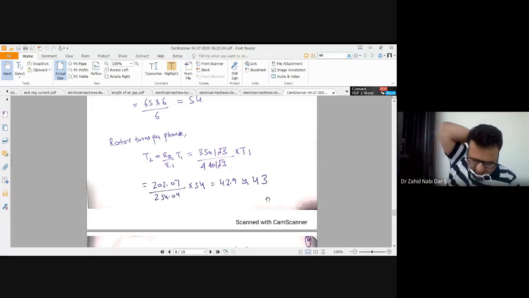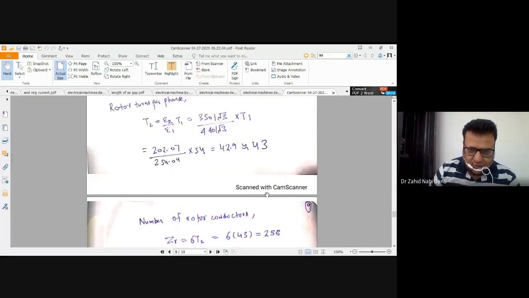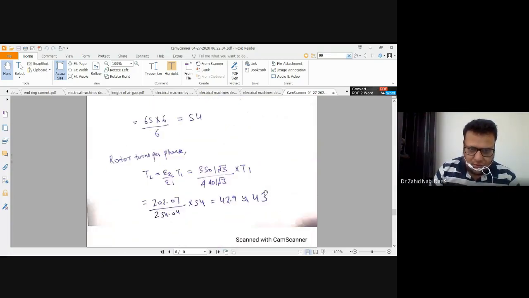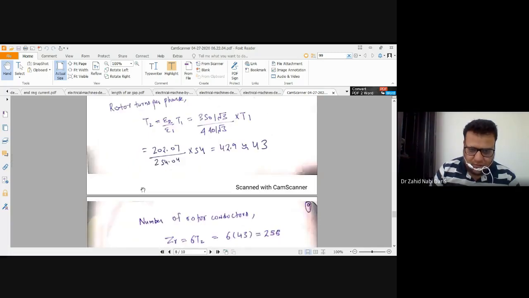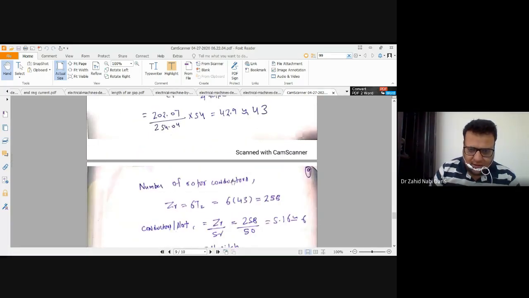If you have to calculate the number of conductors, it would be equal to 6 times T2 on the rotor side, because this is your rotor T2. So the number of rotor conductors ZR would be equal to 6 times T2. So 6 times T2 is 6 into 43, and you get around 258.